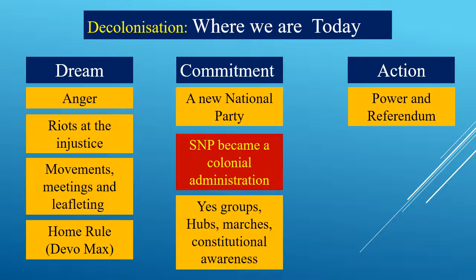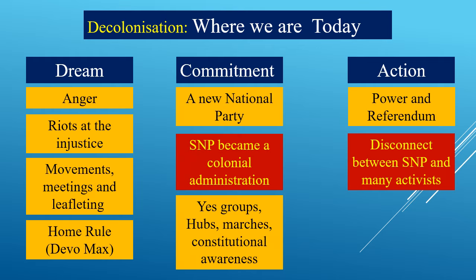You can take power and you can have a referendum, but it's actually getting it. You're not going to get it from the coloniser, especially when you are, like Scotland, lots of wealth for the country. We provide more to Westminster than any other part of the UK. In the last few years there's been a disconnect between the SNP and many activists. This is also part of colonial theory, and it mentions this happens.